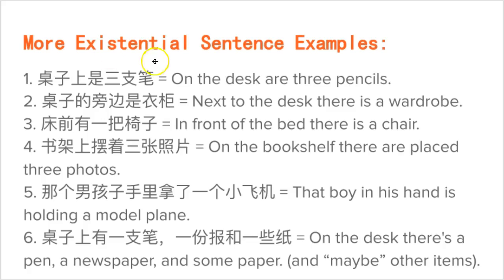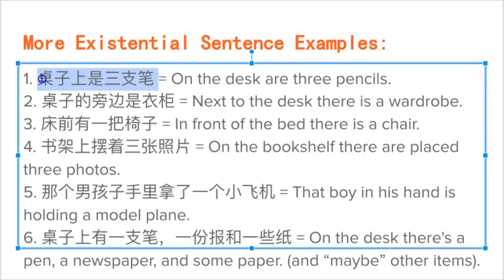For example, this sentence. 桌子上是3支笔. So on the desk, there are 3 pencils, but it's like a singular kind of concept. Like there's nothing else on the desk, probably. There are just 3 pencils on the desk. It's kind of focused, this is what's on the desk. 桌子上是3支笔.